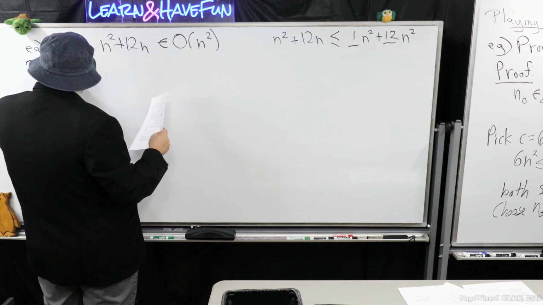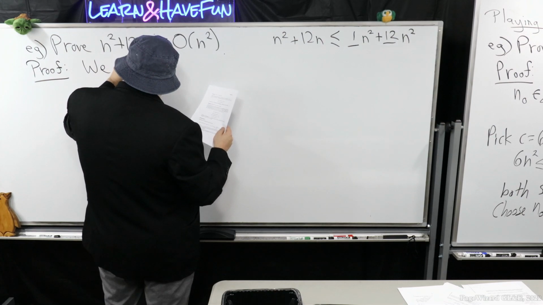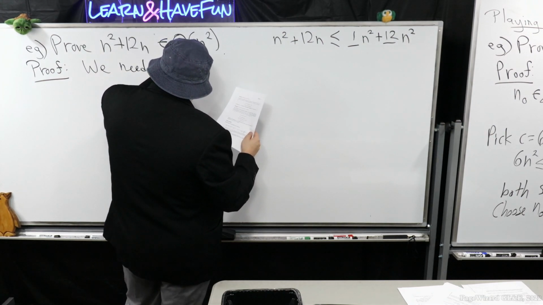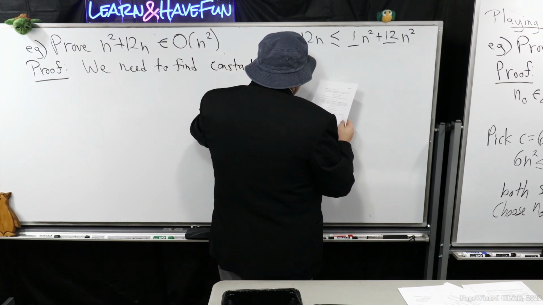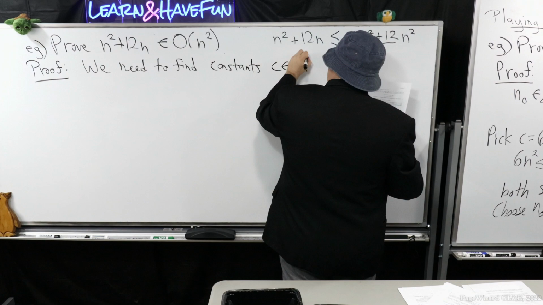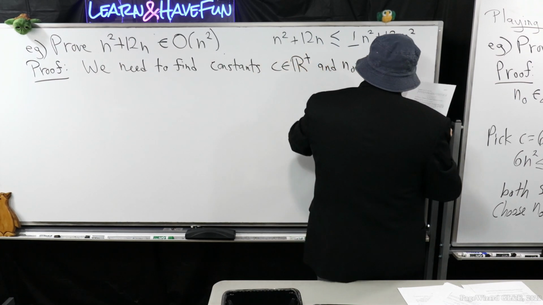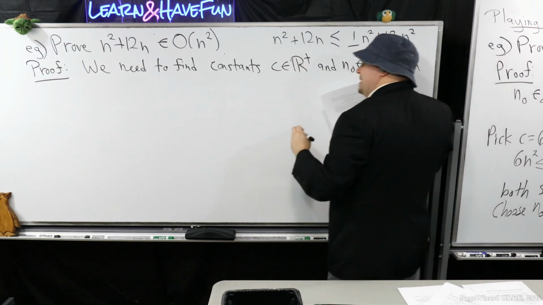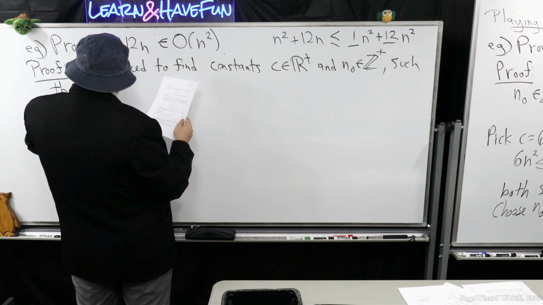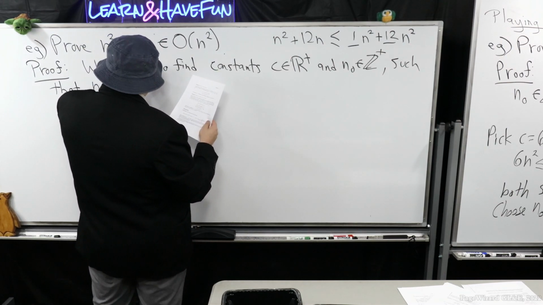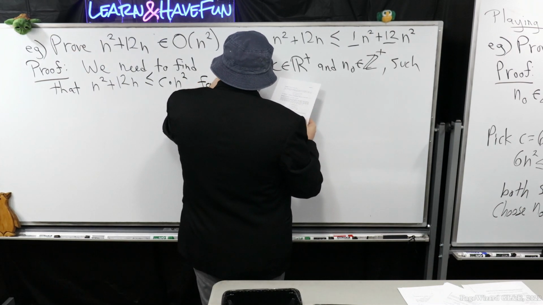So let's do the proof. Again, we need to find constants. So I first lay out the game plan. We need to find constants c, which is a positive real number, and n0, which is a positive integer, such that n squared plus 12n is less than or equal to c times n squared for all n greater or equal to n0.